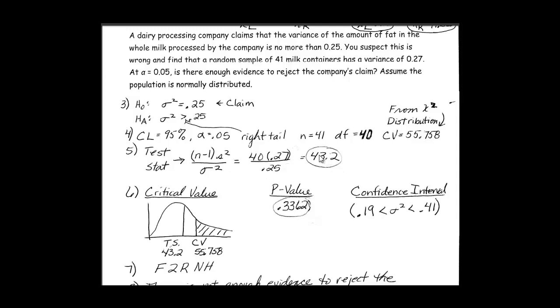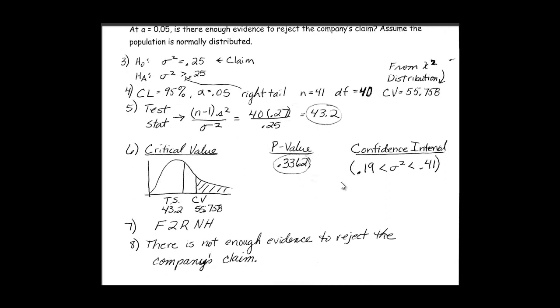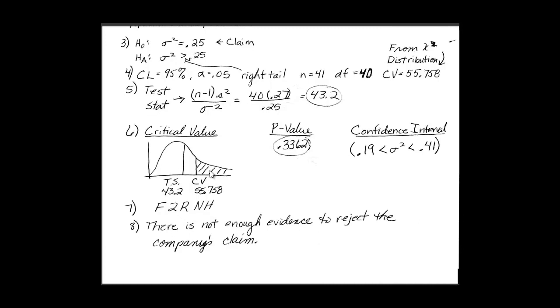So when I'm thinking about this, 43.2 compared to 55, we can know that 43.2 is not greater than 55, so we don't think it falls in the rejection zone, but we're going to draw out our picture and take a close look at this. Critical value is 55.758. We can see when we draw it on the picture, 43.2 does not fall in that. Our p-value we're going to have to get from StatCrunch, and I'm also going to do the confidence interval in StatCrunch.